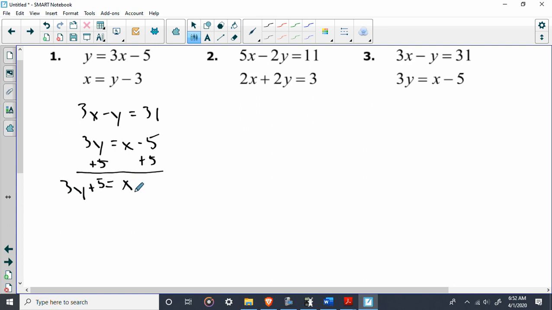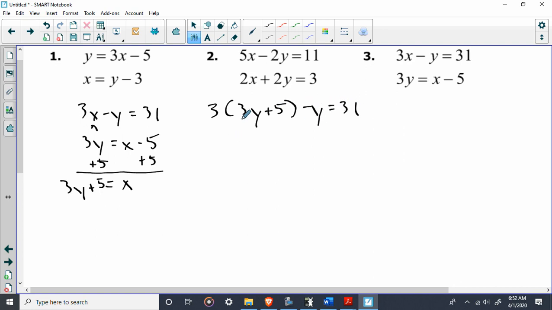Don't freak out because it's on the right side. Remember, the equal sign is reversible. So what am I going to do? Everywhere I see an x in my first equation, I'm going to replace it with 3y plus 5. Okay, so all we did was substitute.